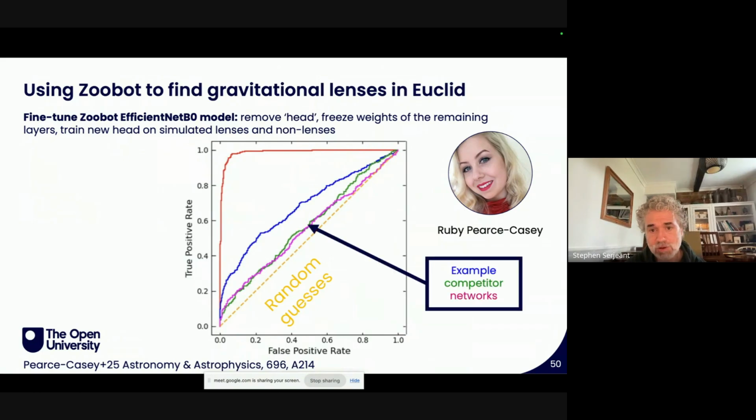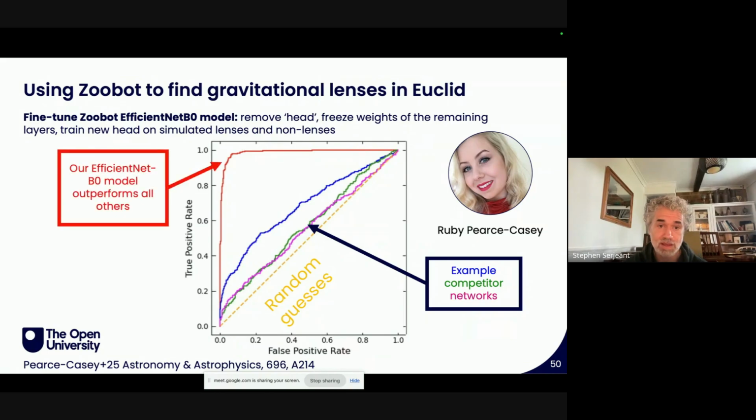And I've got some example competitor networks. So these are people who have developed machine learning models, convolutional neural nets, for finding gravitational lenses, but just based them on their own simulated data training sets and whatever else they could find. What Ruby managed to do is this curve up here.